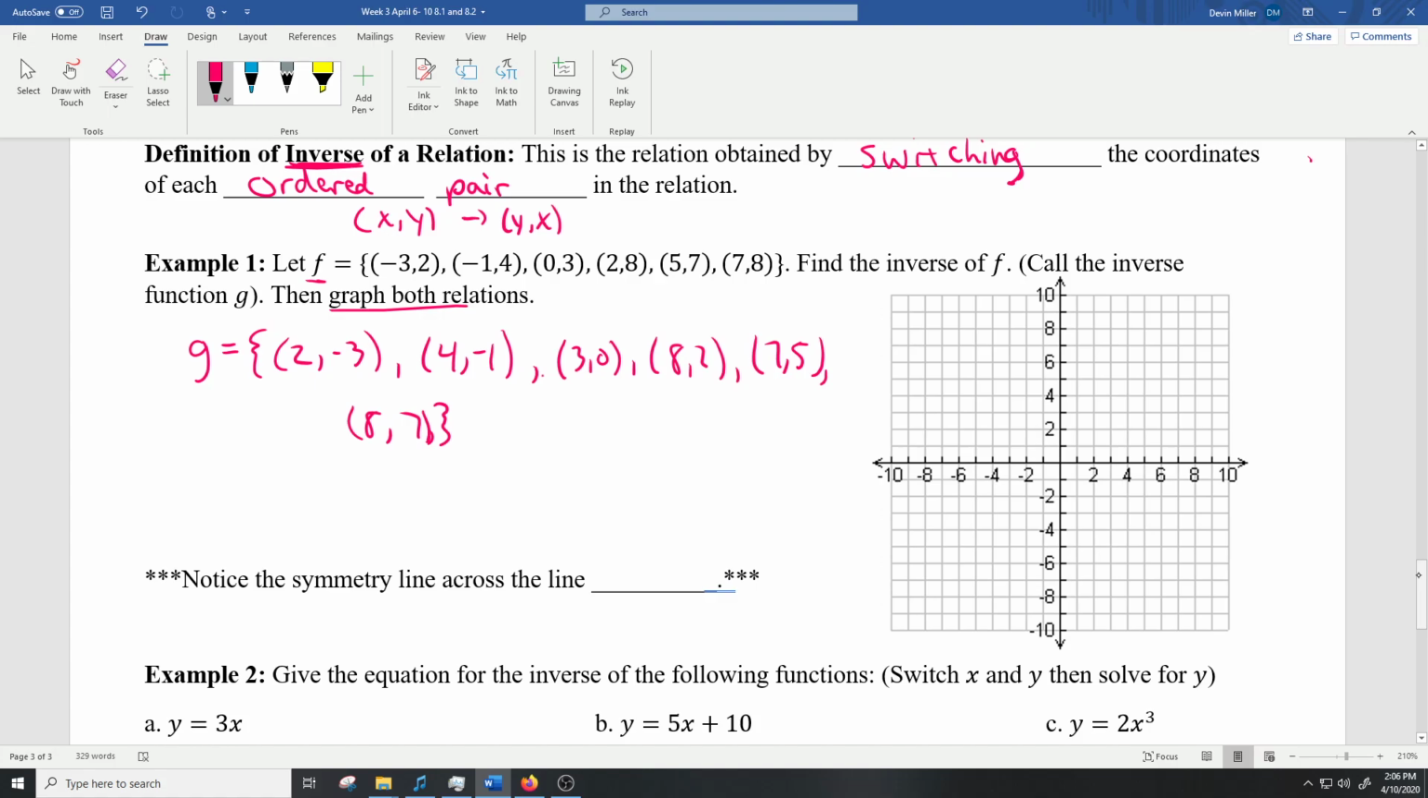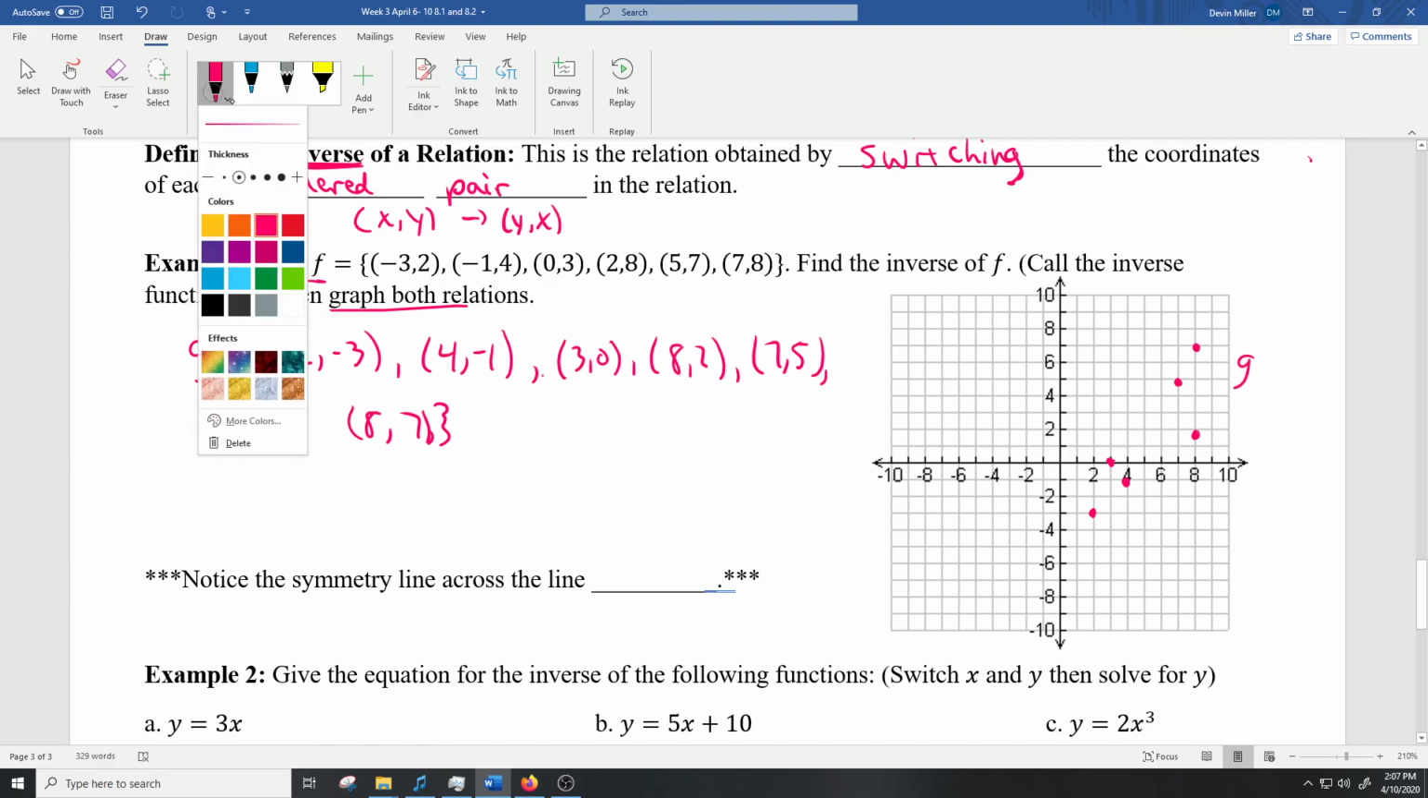Now I'm going to graph both sets. Let's graph G first, and then I'll change the color and graph F. G is (2, -3), (4, -1), (3, 0), (8, 2), (7, 5), which would be here, and (8, 7), which would be right here. So this is G.